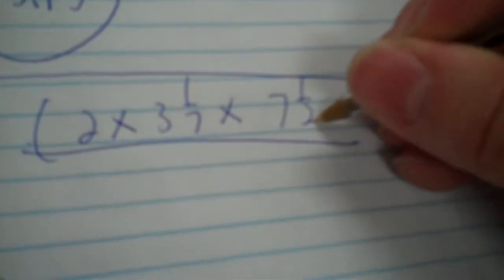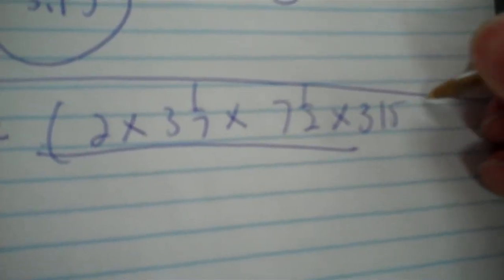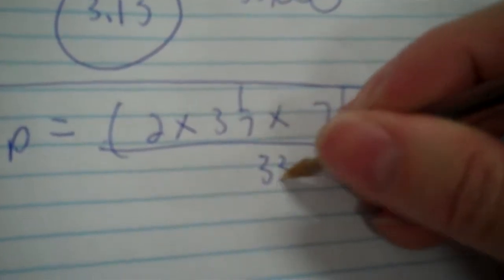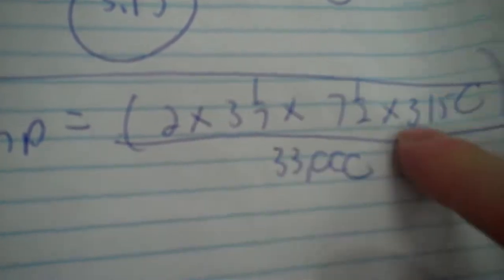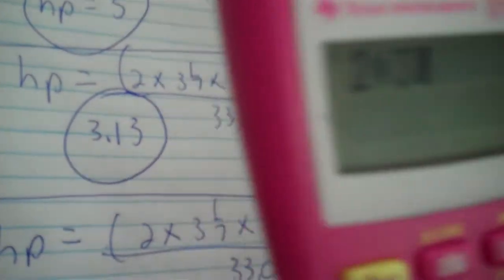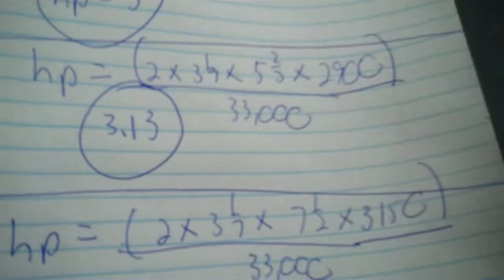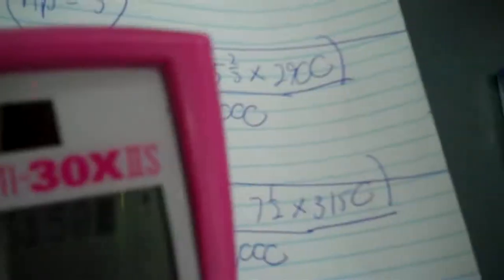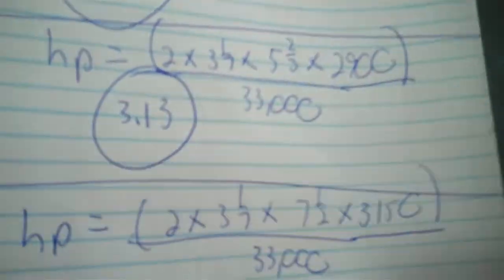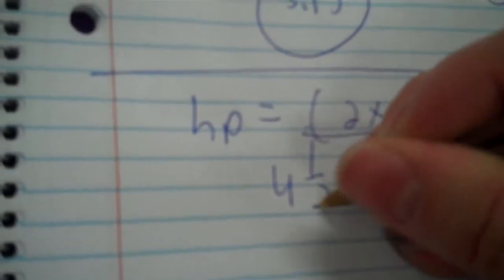Okay, 2 pi 3 1/7. The torque 7.5. Revolutions per minute 3,050. That's all on the fraction. Then you got 33,000. So again, let's figure out the top. It's just times. 2 times 3 1/7 times 7 1/2 times 3,050 divided by 33,000. 4.5. You can write 4.5 there. That's your horsepower.